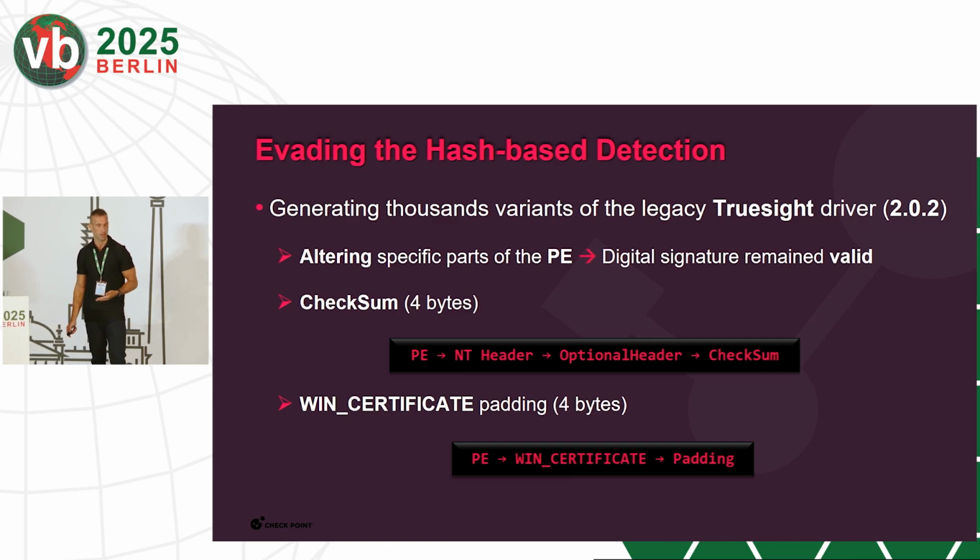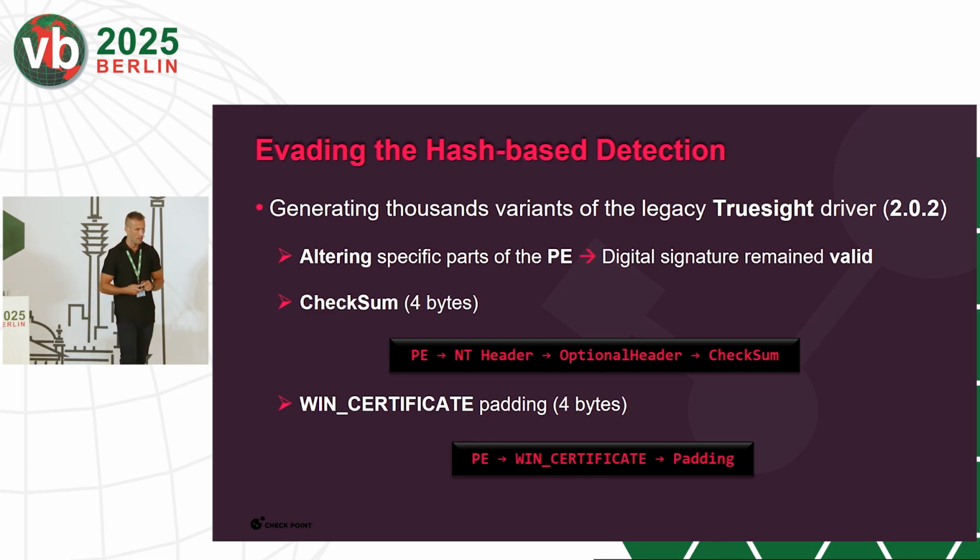So the digital signature remained valid. You can actually modify certain parts of the portable executable because they are excluded during the signing. During the signing, a hash is calculated from PE parts, and some parts that are changed by the signing process are actually excluded from the signing. An example is the checksum, and attackers are doing this in this campaign.